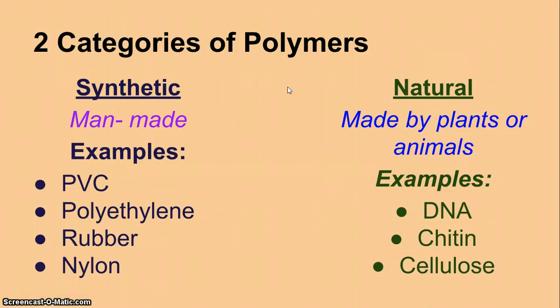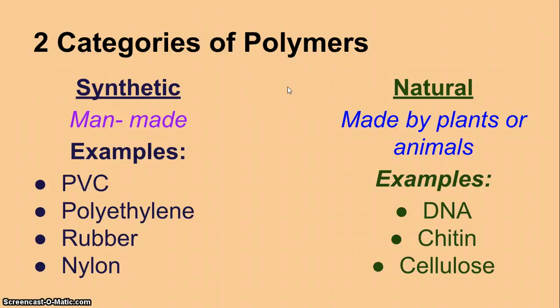And finally, we have natural. That means they're made by plants or animals. These are things you're going to study next year in biology class, whether it's DNA, chitin, which is the hard shell on things like beetles, and cellulose, which is the thing that gives plants their structure. It's the reason why celery has those long little strings in it. Those are all examples of cellulose.